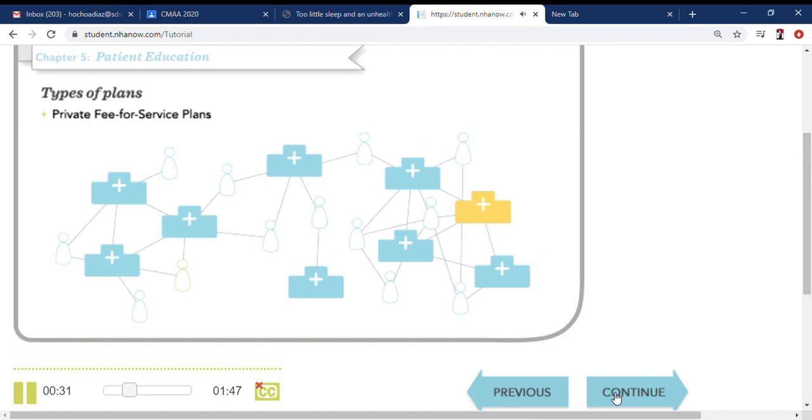Private fee-for-service plans allow patients to go to any doctor, other healthcare professional, or hospital, as long as the providers agree to treat those patients. The plan determines how much it will pay providers and how much patients must pay for care.